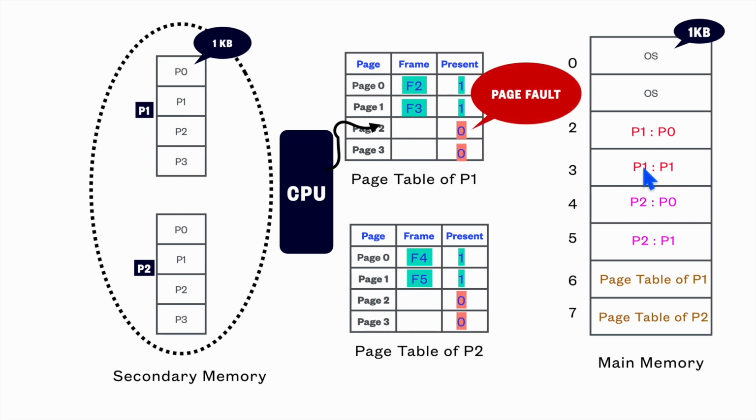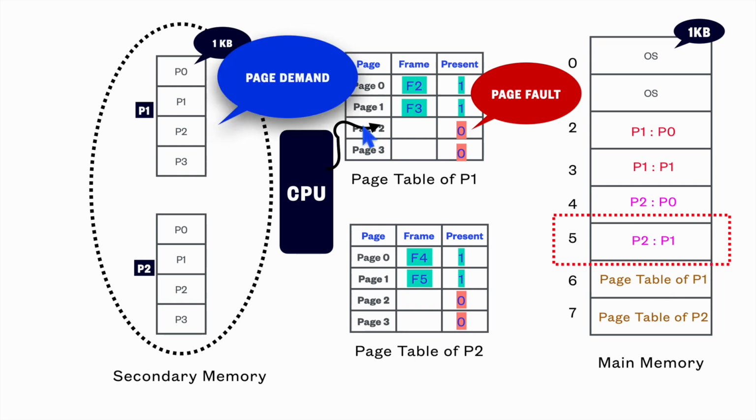And once the trap is triggered, what do we have to do again? We have to free up some space. And what space can we free up? Pages which are not being used currently or are least recently used. So let's say page 1 of process 2 is not being used currently. So what will be done? This will be freed up, and the new page 2 has to be loaded.